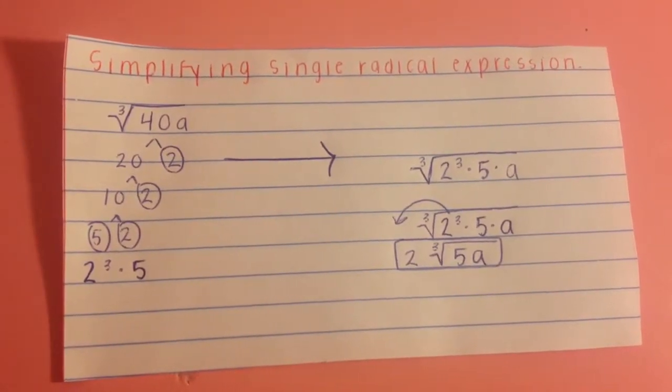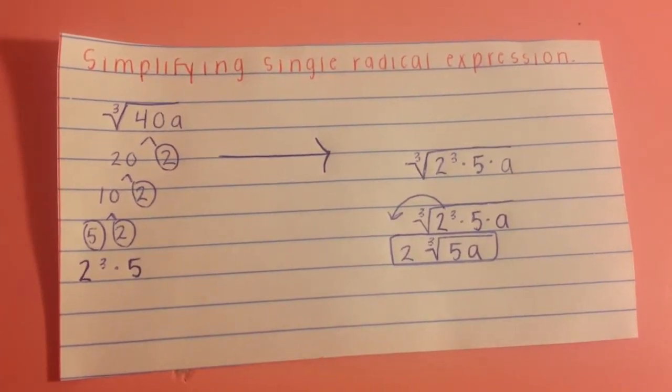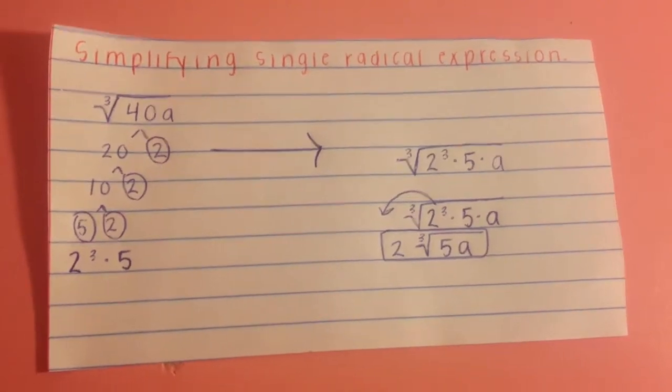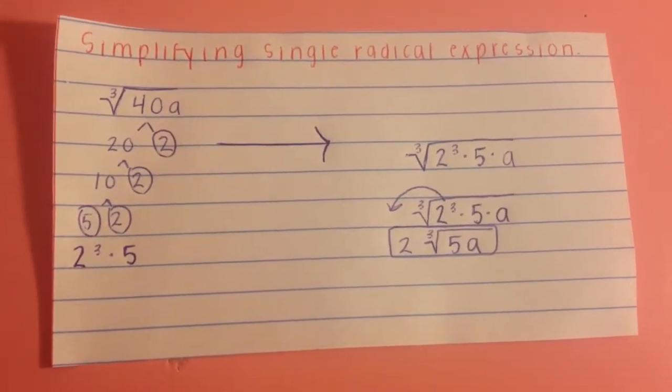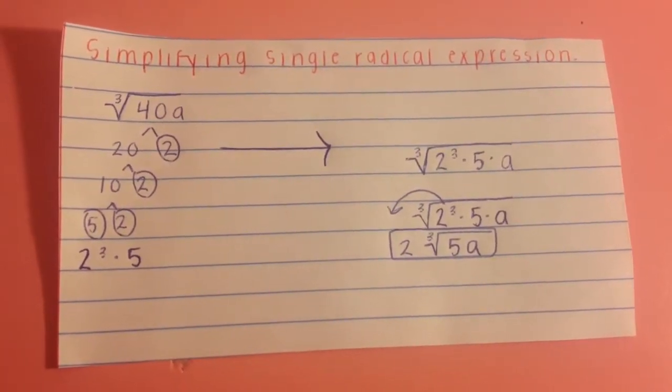Now I can pull out perfect cubes. 2 cubed is a perfect cube, so I can pull out 2. I can't do anything with 5 or a. So my answer is 2 times the cube root of 5a. Now, a common mistake people might make when simplifying single radical expressions is not simplifying and taking out perfect cubes. So make sure that you do that.